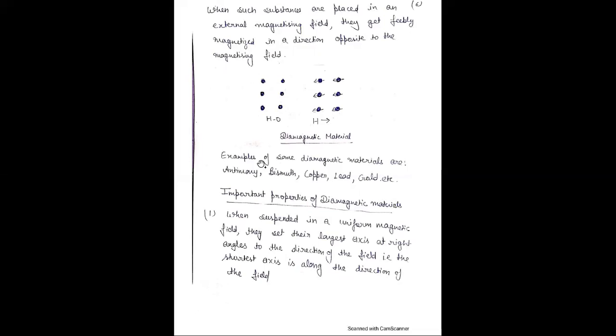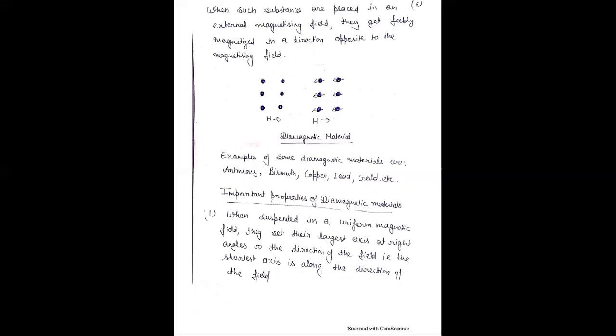Now, some examples of diamagnetic materials are antimony, bismuth, copper, lead, gold, alcohol, mercury, and quartz. Let's discuss the important properties of diamagnetic materials.